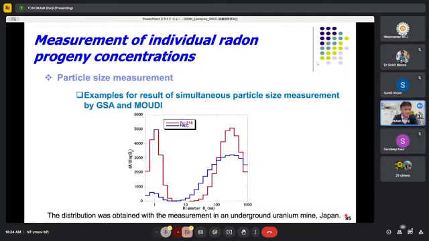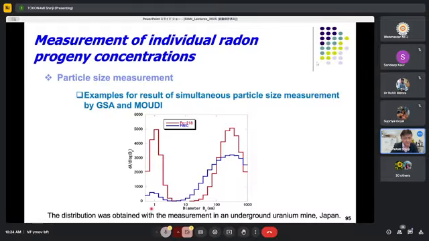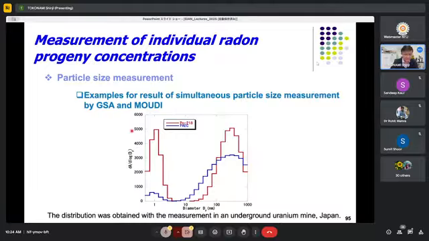I can show the measurement result of simultaneous particle size measurement by GSA and MOUDI. Here is the particle diameter, and here is a fractional activity. As you see, there is a peak of unattached progeny.